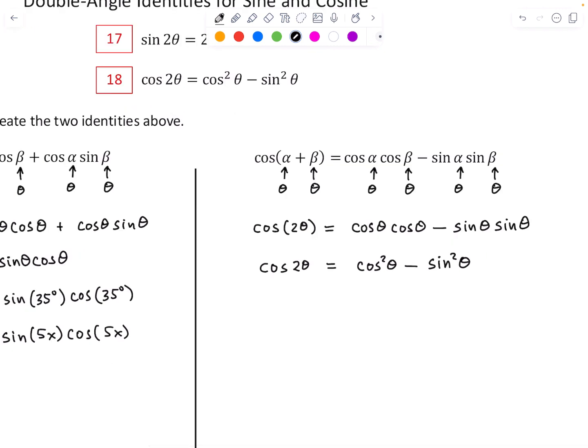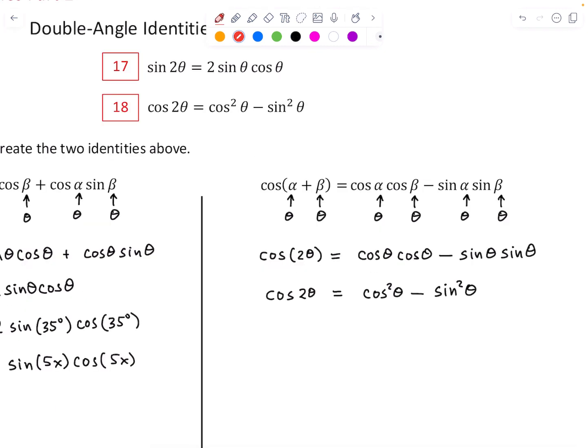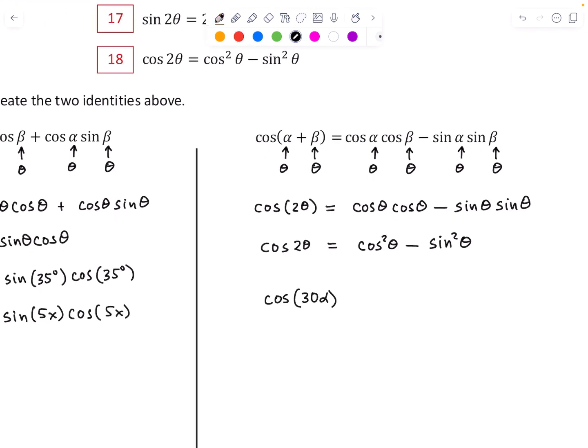Again, as a matter of perspective, if you use identity 18 this direction, then the angle's cut in half. If you use it this direction, then the angle's double. But this is officially called the double angle identity for cosine. For example, if we had the cosine of 30 alpha, and I wanted to use this identity, then I need to cut this angle in half for each of the arguments on the right side. So I would have a 15 alpha as the argument of cosine squared, and the same for sine squared.